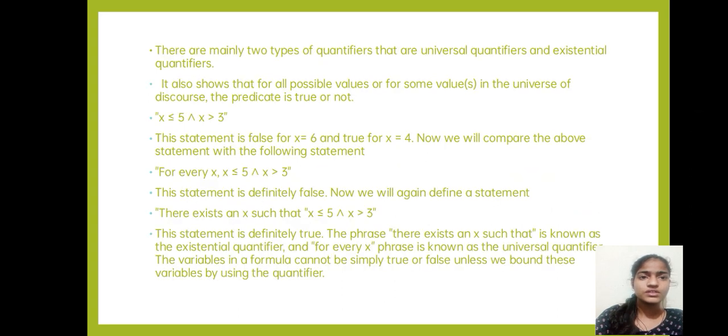There are many types of quantifiers. There are universal quantifiers and existential quantifiers. From the combination of quantifiers and a predicate, a statement will be formed, which says something about some of the things. It also shows whether, for all possible values or for some values in the universe of discourse, the predicate is true or not. To show that, we use quantifiers, which are the universal quantifier and the existential quantifier.